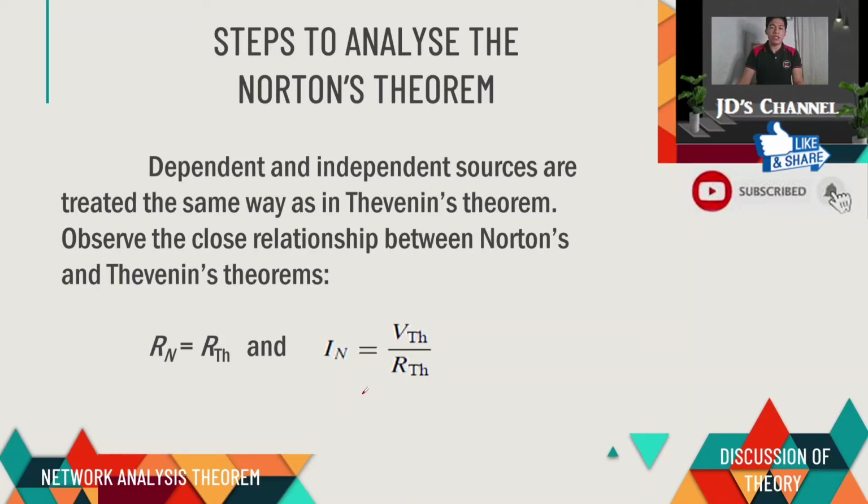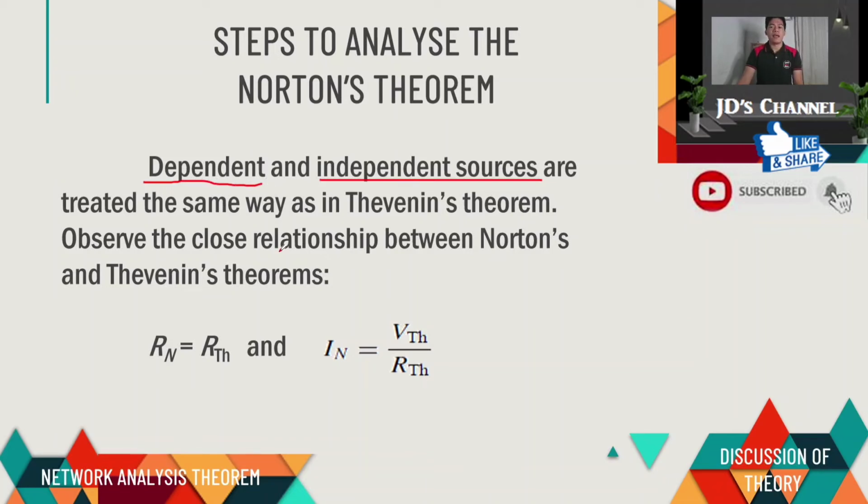Dependent and independent sources are treated the same way as in Thevenin's theorem. If you remember from our discussion of Thevenin's, when we solve for our RN or our RTH, the voltage source will be short-circuited and the current source will be open-circuited. And the dependent sources will remain where they are.